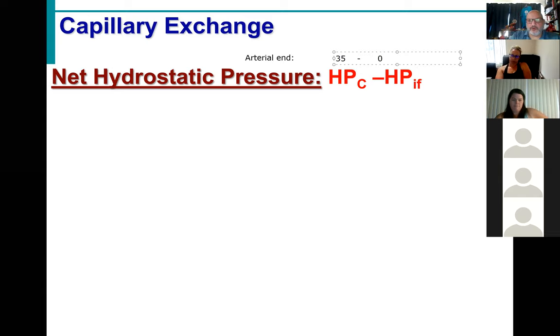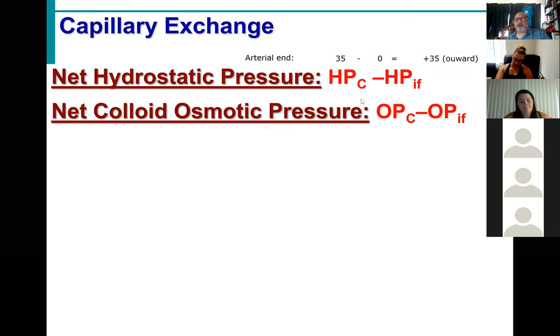All right, so when we put those two together, 35 minus zero equals... hopefully you shouldn't have to take your shoes and socks off to figure this one out. 35. Excellent, and I like that, the positive 35. Being a positive number, what does that tell you about the net hydrostatic pressure? Is it an outward or an inward force? Outward. Excellent.